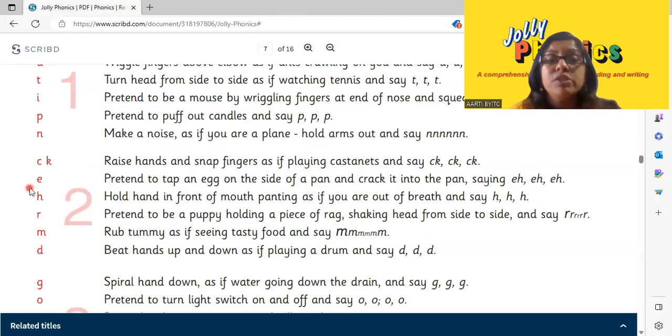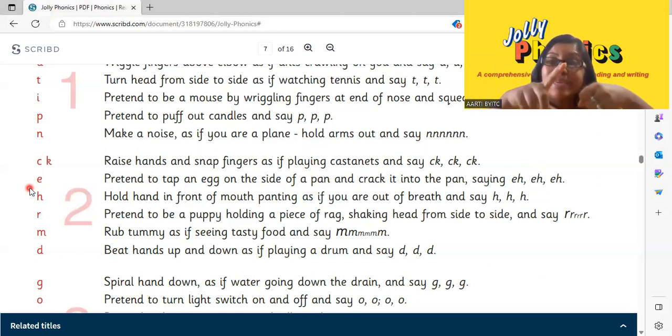Now moving toward E. Now E is pretend to tap an egg. I have an egg in my hand. It's like an egg. Now I have to tap on the side of a pan. So here is my pan, and here I tap it, like say. I'm holding a pan in my hand, and I have an egg in my hand. This is your pretend play which you do in the classroom as well. So here is your egg. Tap it on the side of the pan, on the corners, and crack it into the pan.